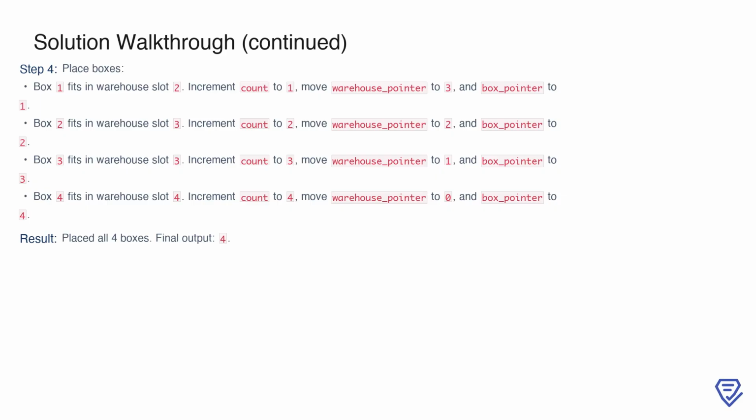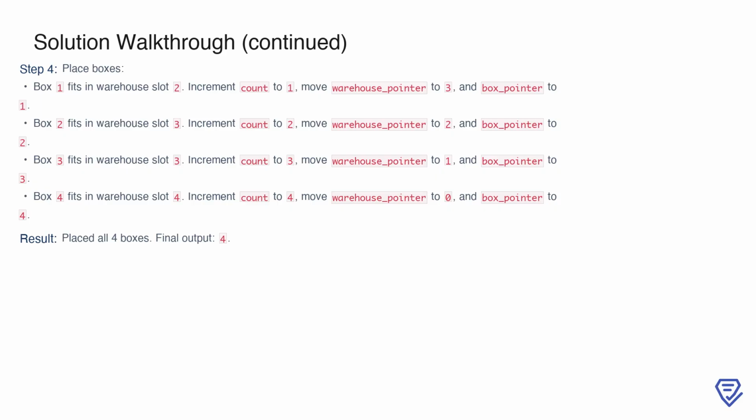The smallest box, 1, fits into the rightmost slot of height 2. We increment the count to 1, move the warehouse_pointer to the next slot to the left at index 3, and advance the box_pointer to point to the next smallest box, 2. Box 2 fits into the slot of height 3. Again, we increment the count to 2, move the warehouse_pointer left to index 2, and advance the box_pointer to 3.